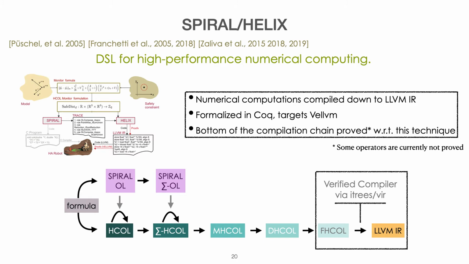In order to prove this last pass, that is a compilation from a high-level language down to LLVM IR, we have used this technique, giving a semantics based on interaction trees to FHCOL, proving it equivalent to its previous semantics, and using this technique combining equational rewriting with relational program logics in order to prove the correctness of this compilation path.